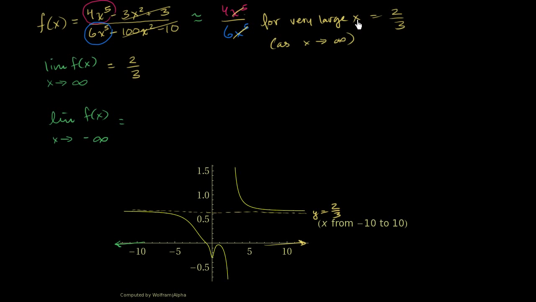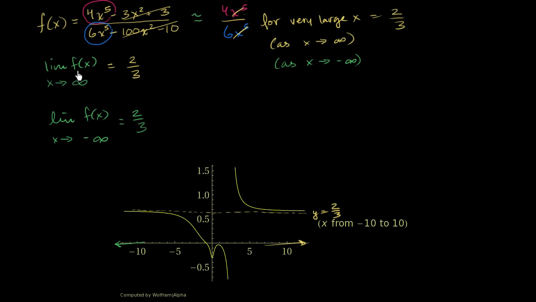So this is true for very large x's. It's also true for very negative x's. So we could also say as x approaches negative infinity, this is also true. And then the x to the fifth over the x to the fifth is going to cancel out. These are the dominant terms, and we're going to get it equaling 2/3. And once again, you see that in the graph here. We have a horizontal asymptote at y is equal to 2/3.